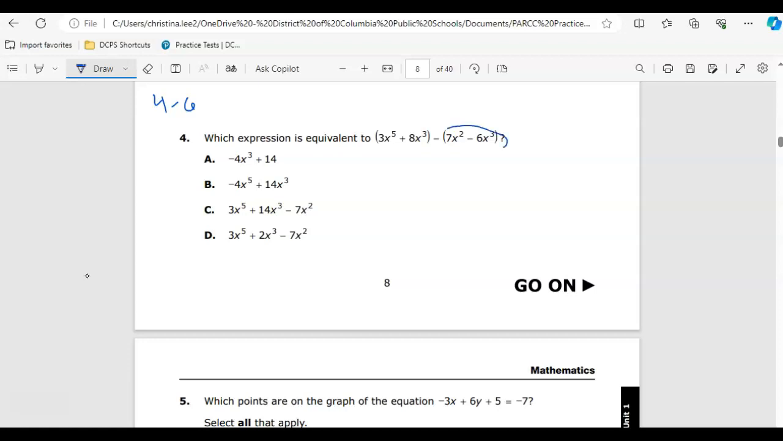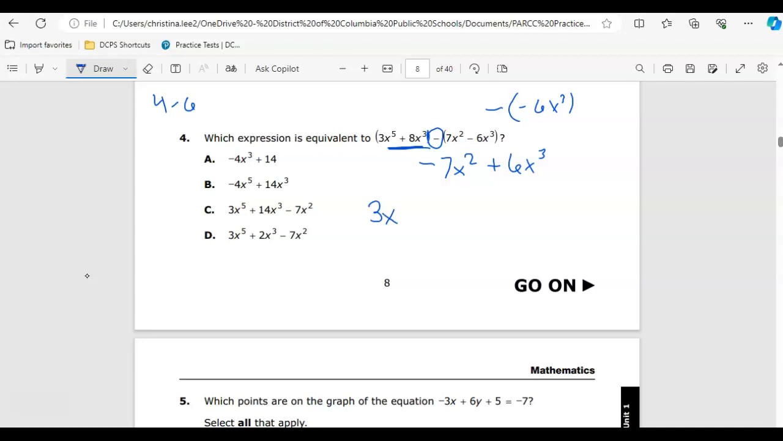We're subtracting this whole thing from this, which means because we're subtracting, we are going to distribute this negative sign through the parentheses because we're going to subtract 7x squared, and then we're going to subtract a negative 6x cubed. If we subtract a negative 6x cubed, that is going to become plus 6x cubed. And so once we've done that, we can combine our like terms.